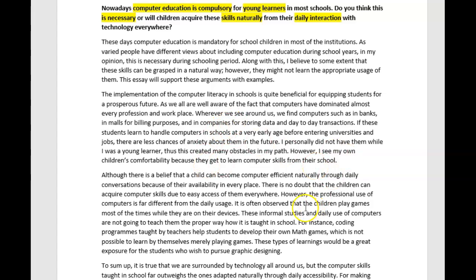Let's move on. Although there is a belief that a child can become computer efficient, no, that's the wrong word. Computer literate is the word you want here. Let me try that again. Get rid of although. Instead, you want to say here, however, okay? However, comma, there is a belief that a child can become computer literate naturally through daily conversations because of their availability. I don't like this in every place. It's rather strange.